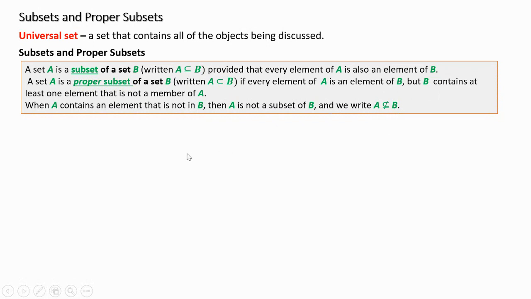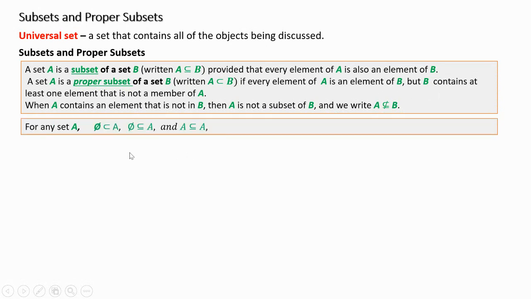Okay, now let's do some examples. At times, the definitions might be a little bit confusing, but with examples, these are going to make sense. Okay, now here are more definitions that we're going to know. For any set A, the empty set is a proper subset of A, the empty set is a subset of A, and A is a subset of itself. So A is a subset of A.